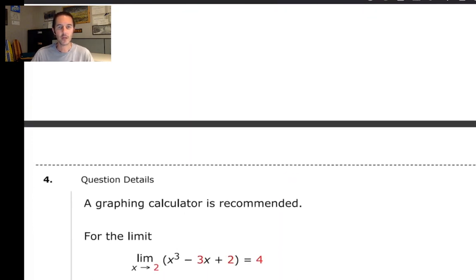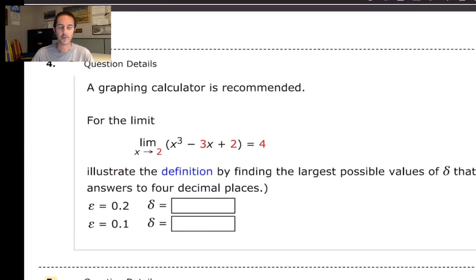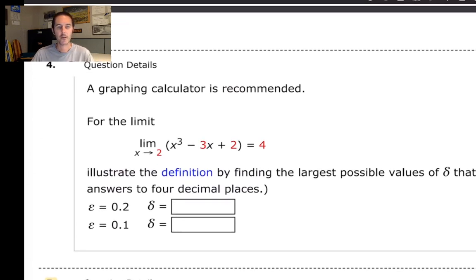Maybe I'll make a video about how to use Desmos, and then a separate video about how to use the TI grapher, although I'm sure those videos already exist. We'll see what I have time for.